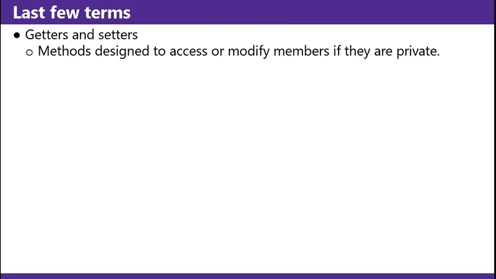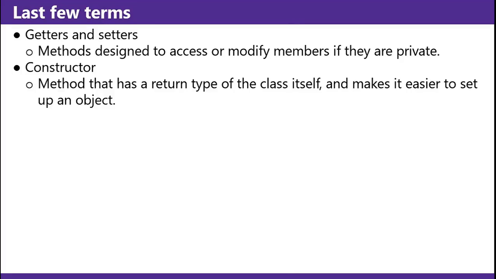Getters and setters: methods designed to access or modify members if they are private. Constructor: a method that has a return type of the class itself and makes it easier to set up an object.